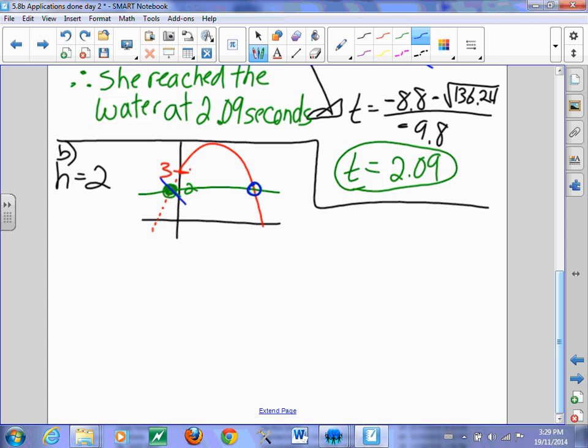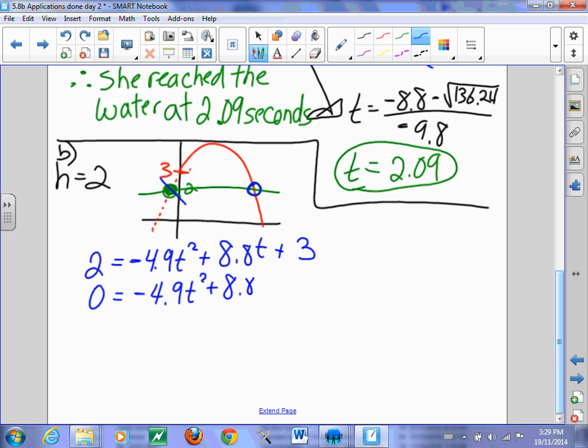Okay, so let's rewrite our equation. Wherever we see an h, we're going to put a 2. So it's going to be 2 equals negative 4.9 t squared plus 8.8 t plus 3. Now, in order to use the quadratic formula, folks, you have to have one side equal to 0. So let's take this 2 and move it over, and collect like terms right away, just to save yourself a line. If you need 2 lines, do it by all means. The 2 comes over, it becomes negative, so 3 minus 2 is plus 1.